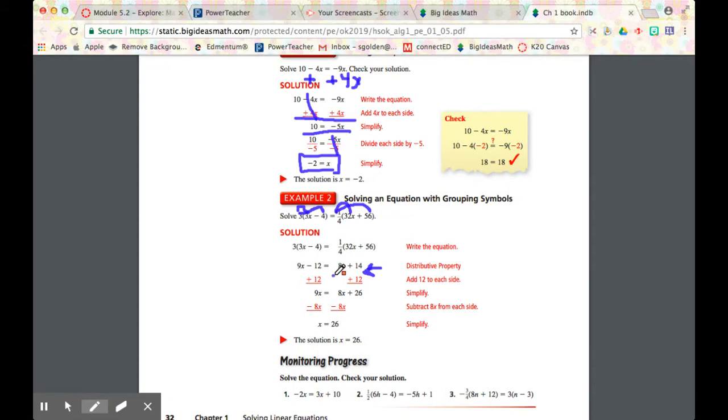So I'm going to subtract 8x from both sides. 9 minus 8 is 1, so I have x minus 12 equals 14. Now all we do is add 12 to both sides, and we get x equals 26. I want you to try all 3 of these problems down here at the bottom. You'll pause the video, and then I'll work them out for you.